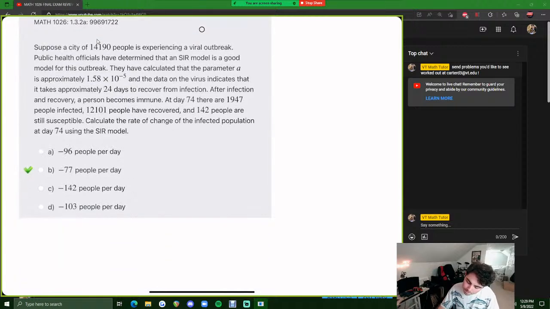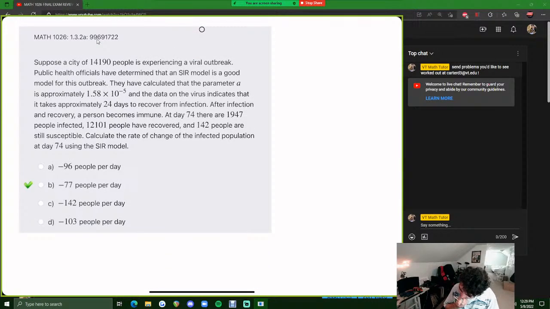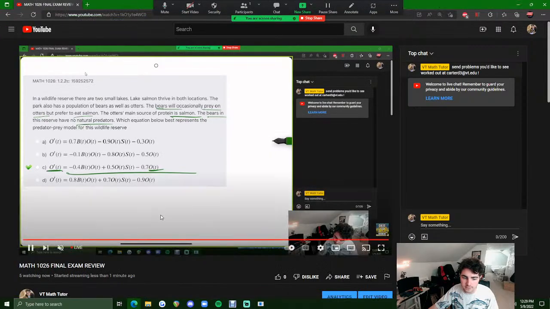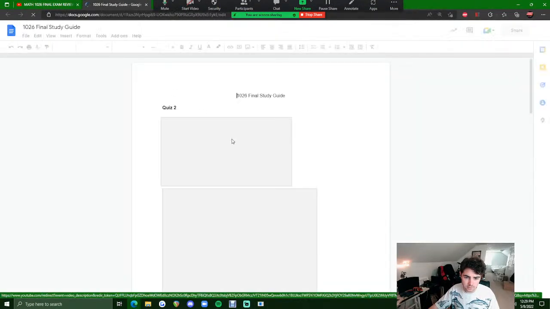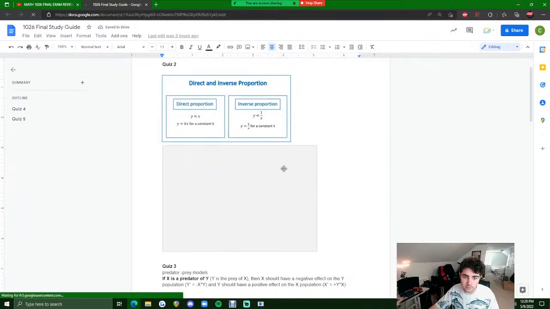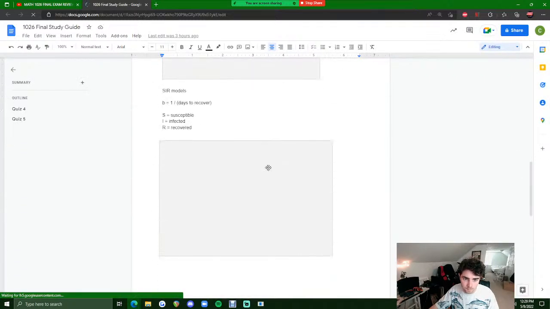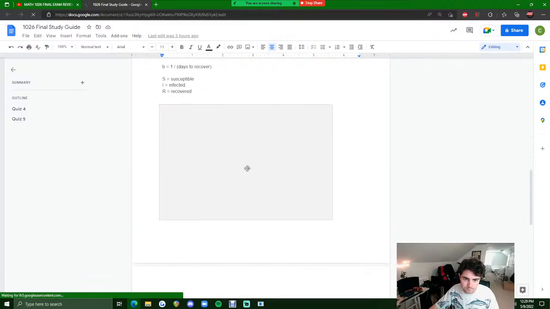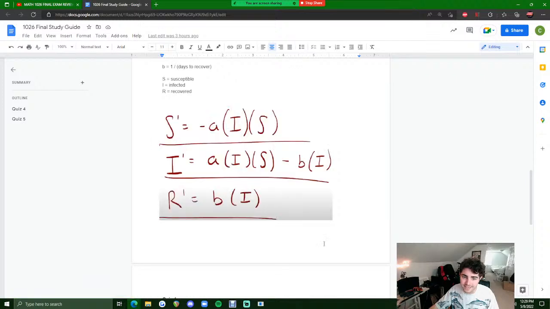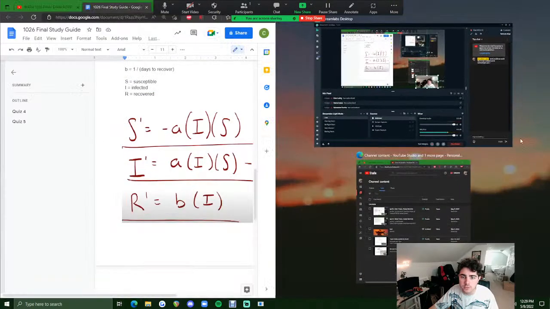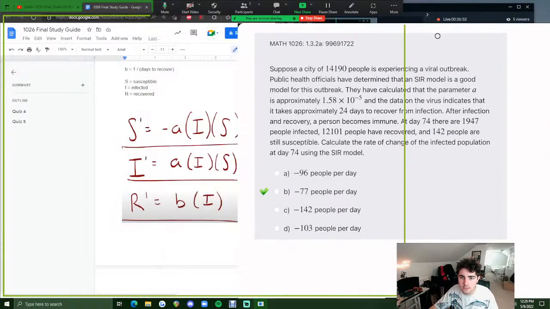Let's keep it going. Another important piece is the SIR model. So what I'm going to do is reference the Google Doc that I've been working on. Almost done with it. Not really. I'm in the process of working on it. And what we have here is an SIR model. So this might be helpful to know because there are a lot of problems regarding the SIR model.